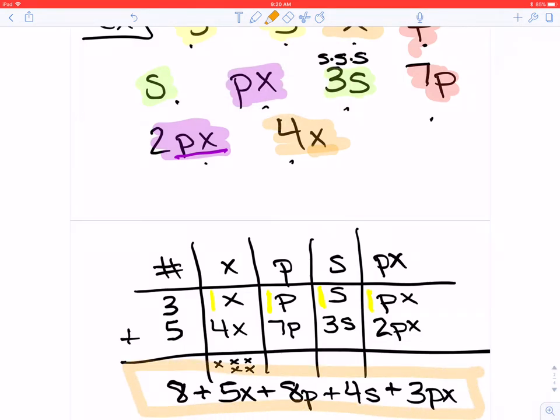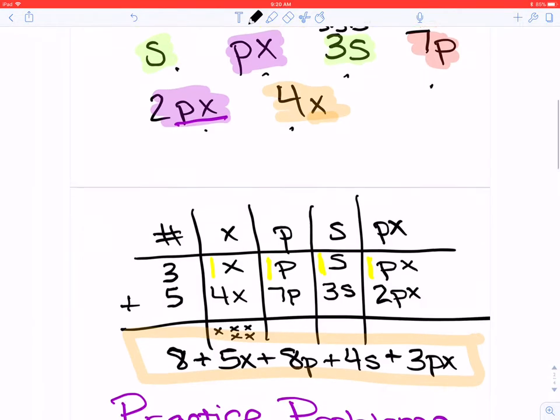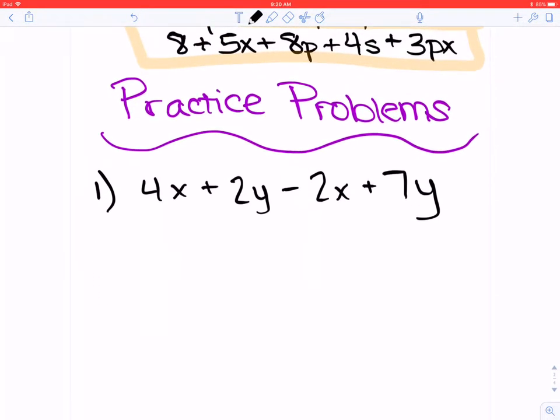That's called simplifying, combining like terms. Simplify does not mean solve. It means solve as far as you can. So let's try some.